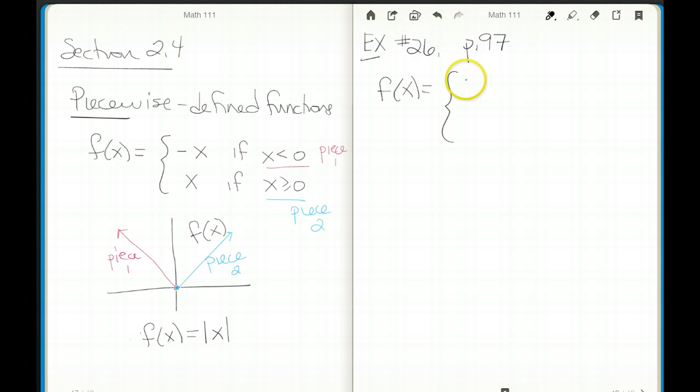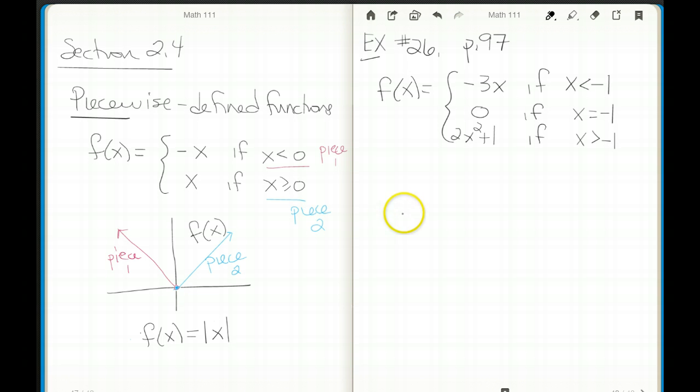Okay, so for this one, it's the piece negative 3x if x is less than negative 1. And it's the piece 0 if x is negative 1. And it's the piece 2x squared plus 1 if x is bigger than negative 1.